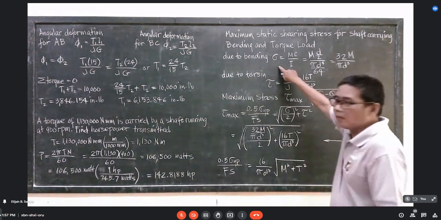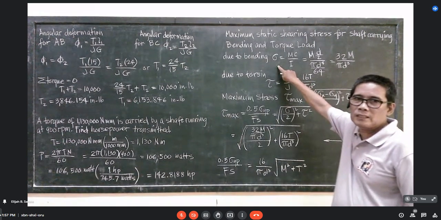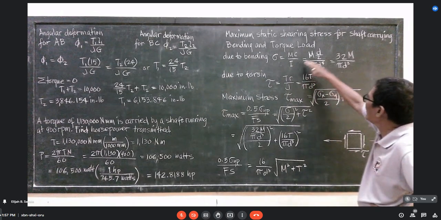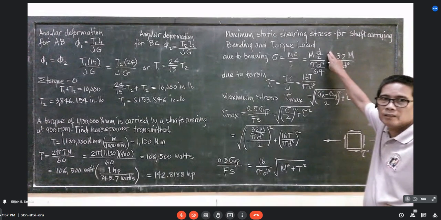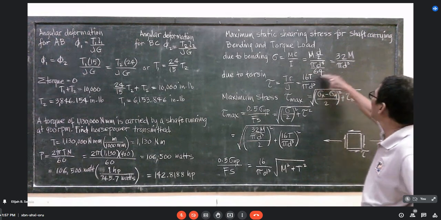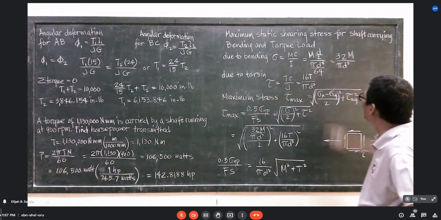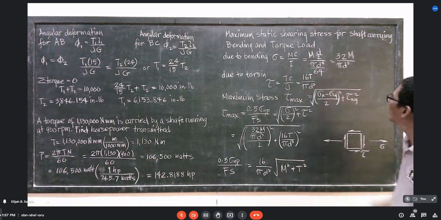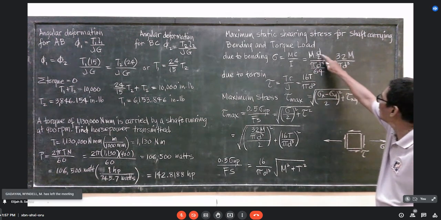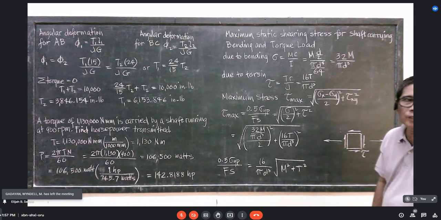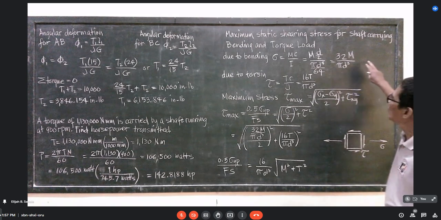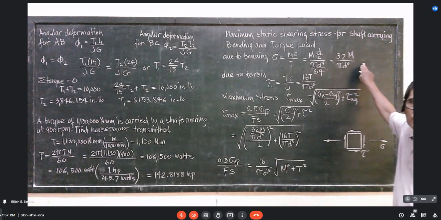Okay, so we will just use, whether this is tensile or compressive, Mc over I, and that is M, our c is the radius, I is pi d to the 4th over 64, and you simplify that, it becomes 32 M over pi d cube. Simplify this: kaning 64 mahimong 32, kaning d to the 4th mahimong d cube. Okay, you have 32 M over pi d cube. This is because of flexure, Mc over I.